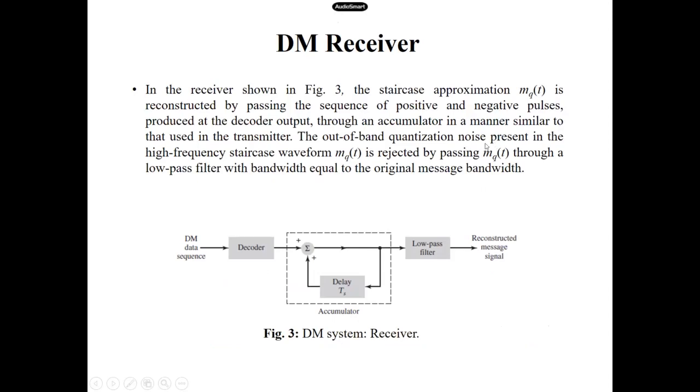So the out-of-band quantization noise present in the high frequency staircase waveform m_q(t) is rejected by passing m_q(t) through a low-pass filter with bandwidth equal to the original message bandwidth. The circuit remains kind of the same, but we have a delay signal coming out, which is working as an accumulator.